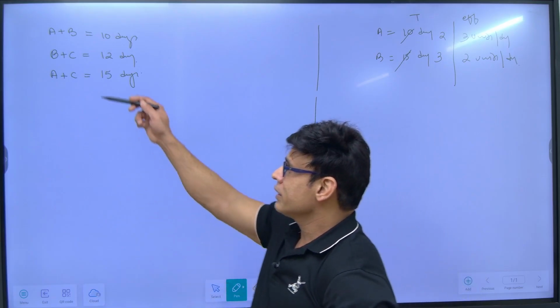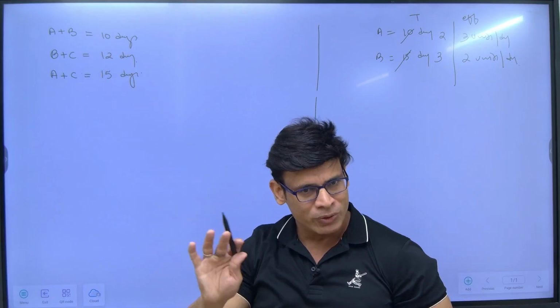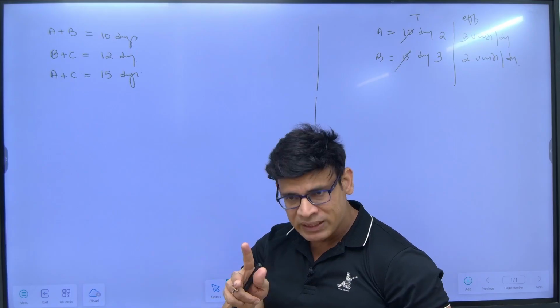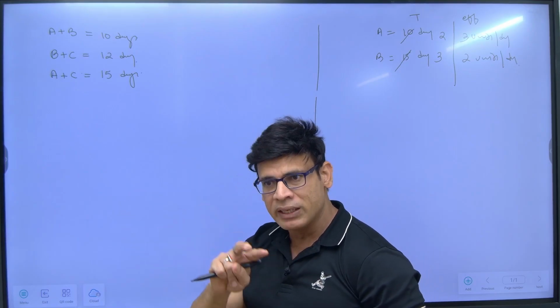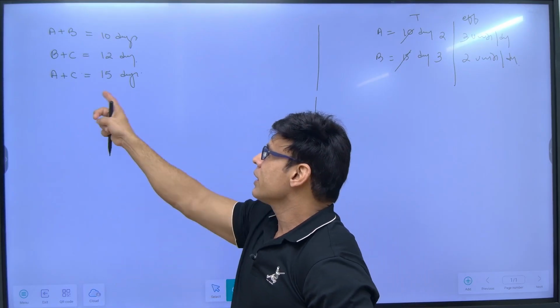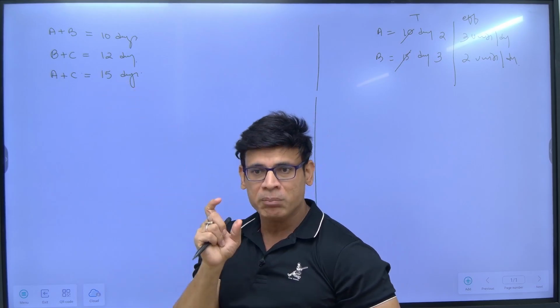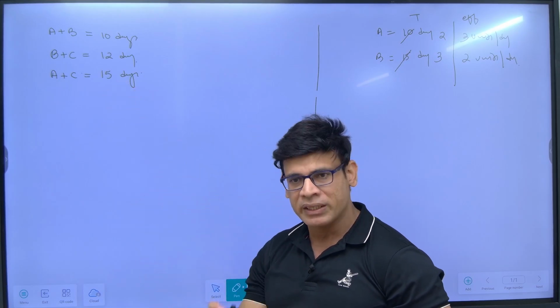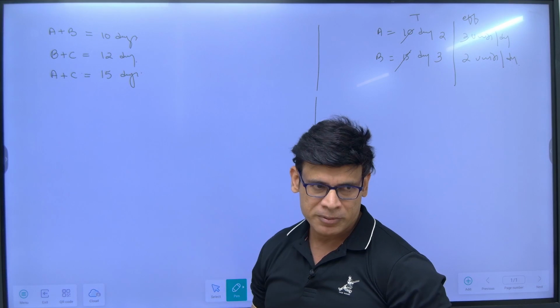That means in this C is constant. So C will do his own unit, right? So when B and C are doing this work, they are taking only 12 days. A and C are doing, that means they are taking 15 days. So definitely B is the highest among them. Second highest is A, the slowest is C.